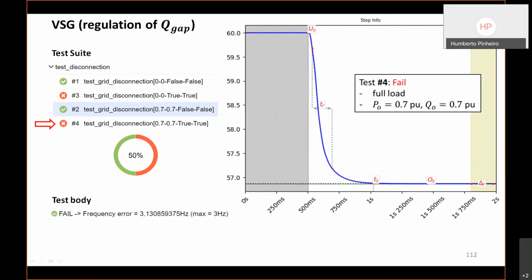Let's move on. The second test also changed because this is a full load now. The previous one was a no load. Here it's a full load. So we have a steady state error greater than the predefined threshold.